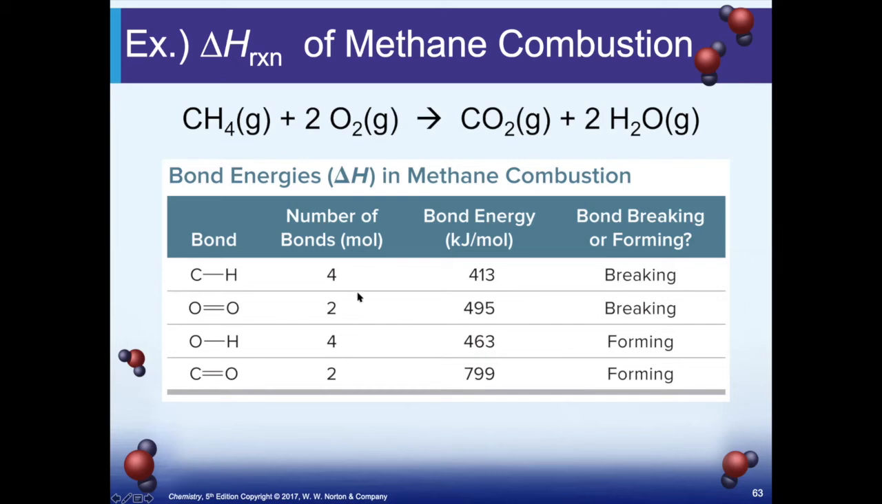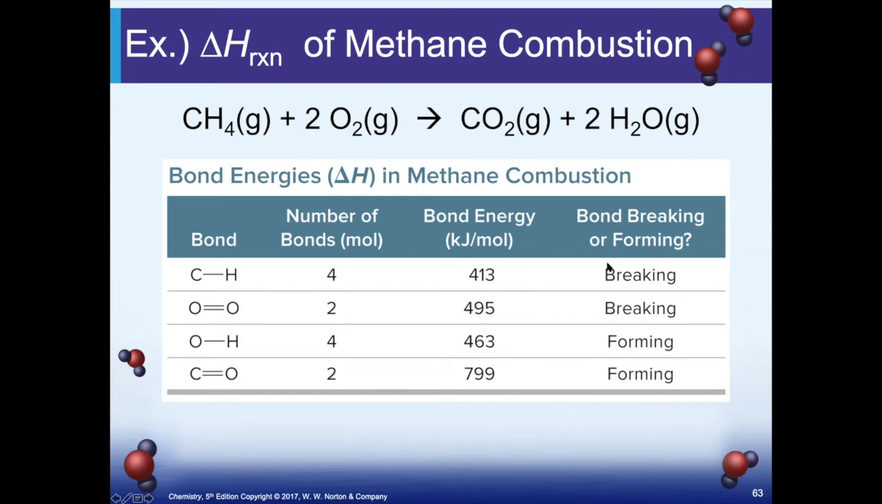If you think about it, there's 4 carbon-hydrogen bonds in methane that I need to break. I have to break those bonds in order to form these products. And I have to break 4 of them. So 4 CH bonds, each one of those is going to cost me 413 kilojoules per mole of energy. And I've got 2 oxygen molecules that I have to break apart. So there's 2 oxygen-oxygen double bonds that I have to break. Each one of those is going to cost me 495 kilojoules per mole of energy.